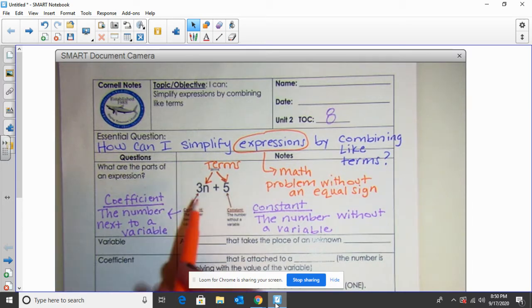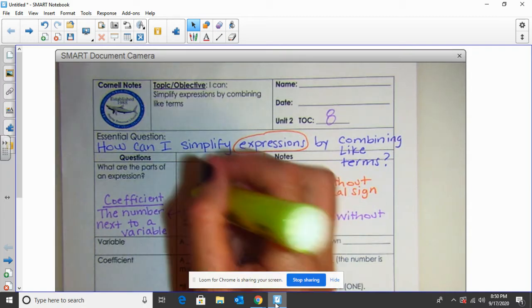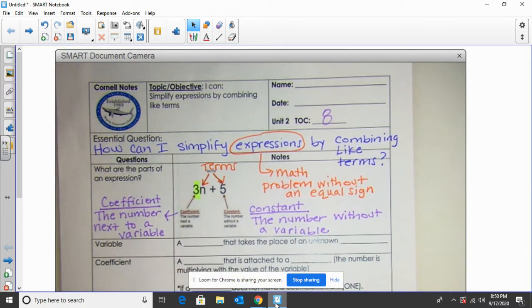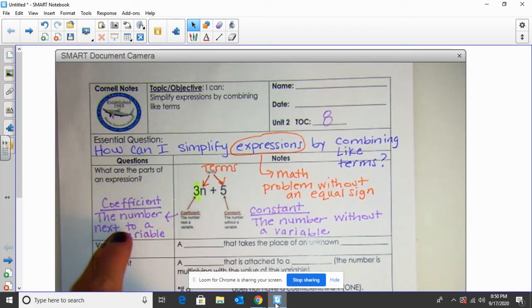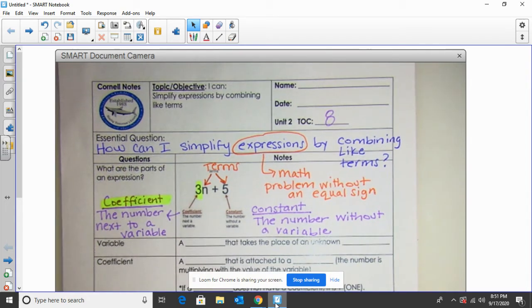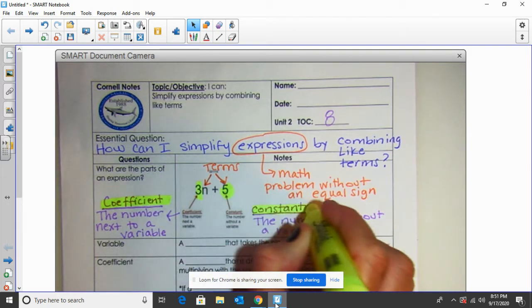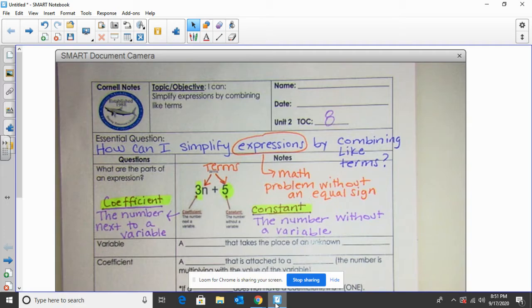Okay? The number that's attached to the variable, in this case it's a 3. The 3 is called a coefficient. This is pretty small, so I wrote it a little bit bigger in purple. And a coefficient, again, the vocabulary word coefficient, is simply the number that's attached to the variable. The number that's over here by himself, he's called a constant. I like to say that he's constantly alone. And by alone, I mean he is a number without a variable.